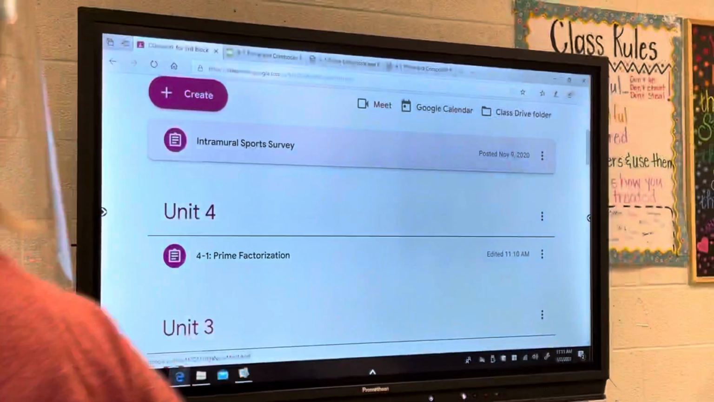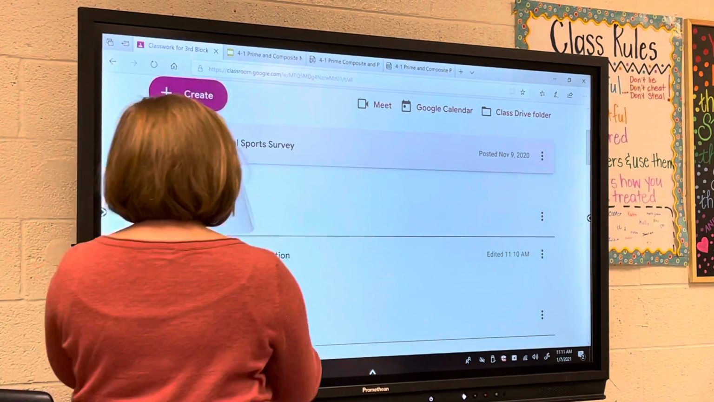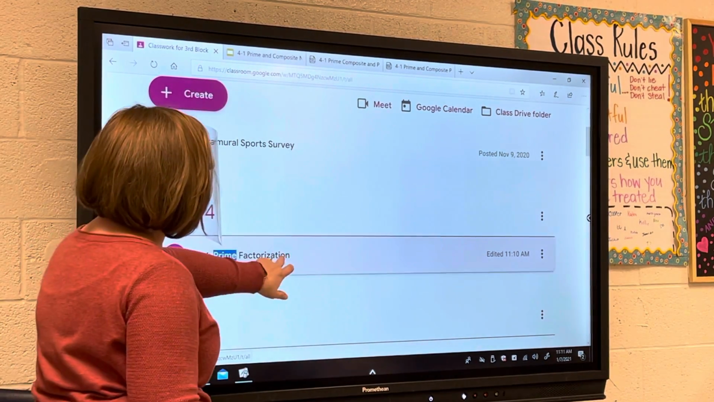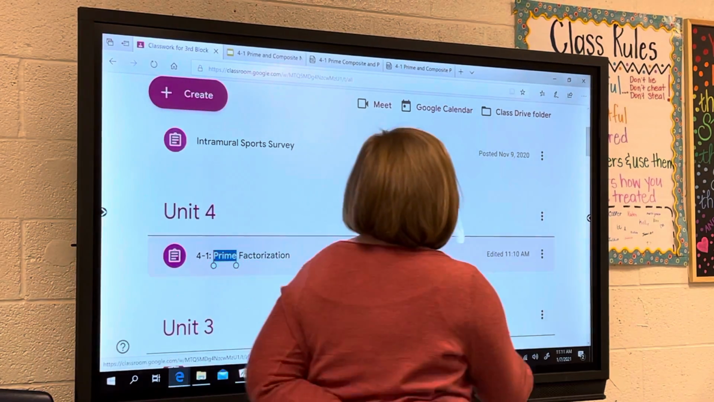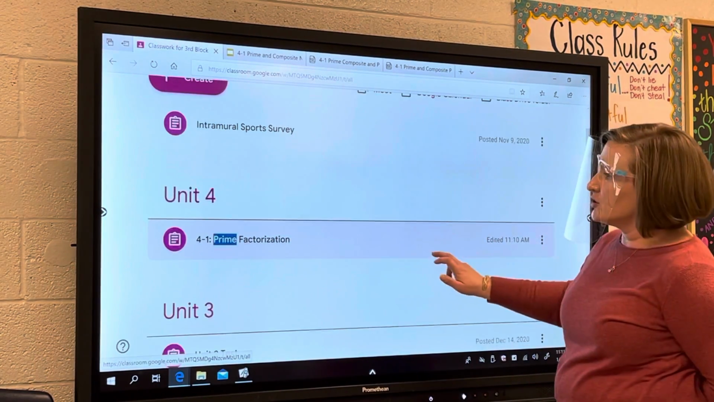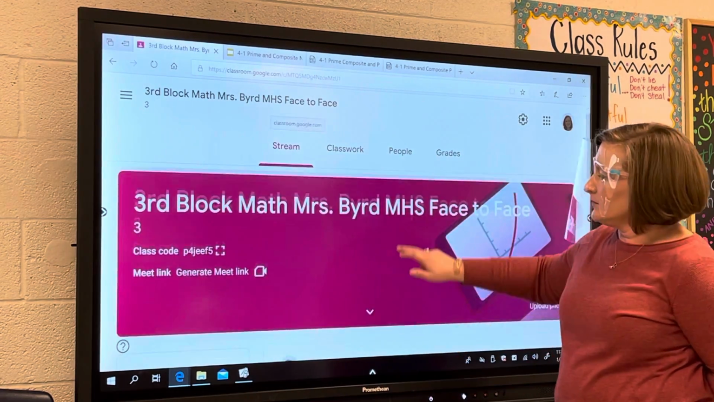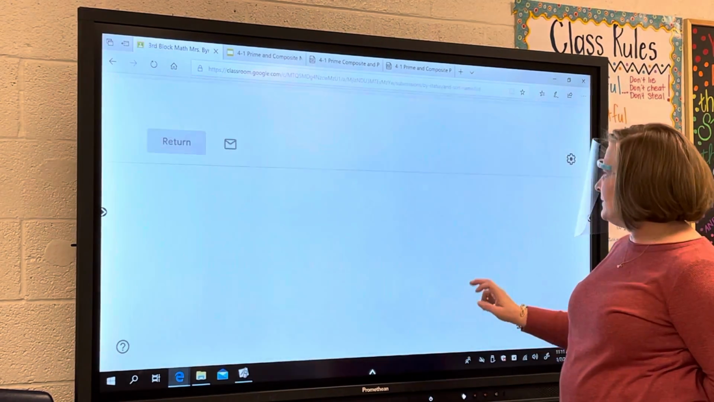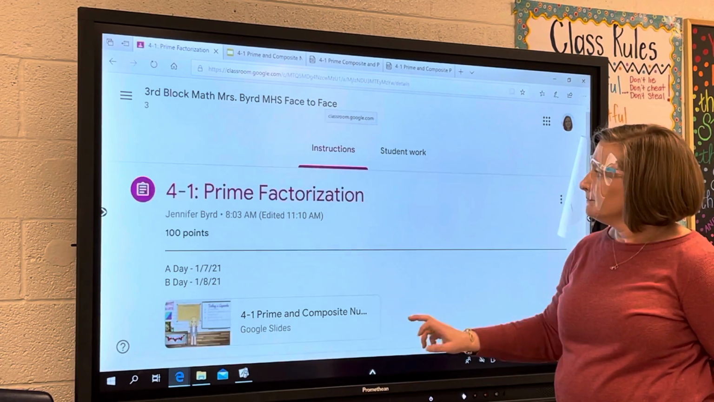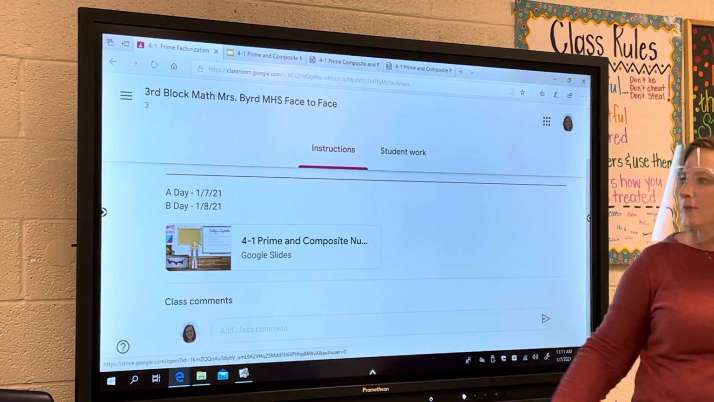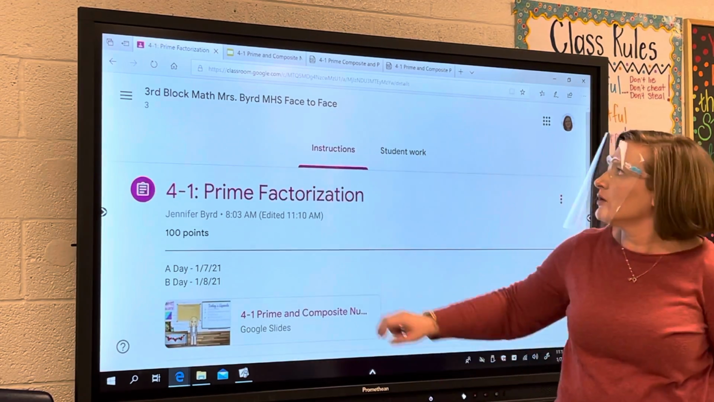4-1, which is prime factorization. So I want you to click that. Yours should come up. Mine's being funky. It should also be the first thing in your stream. It should look like this. Okay? Click on it so it'll come up.